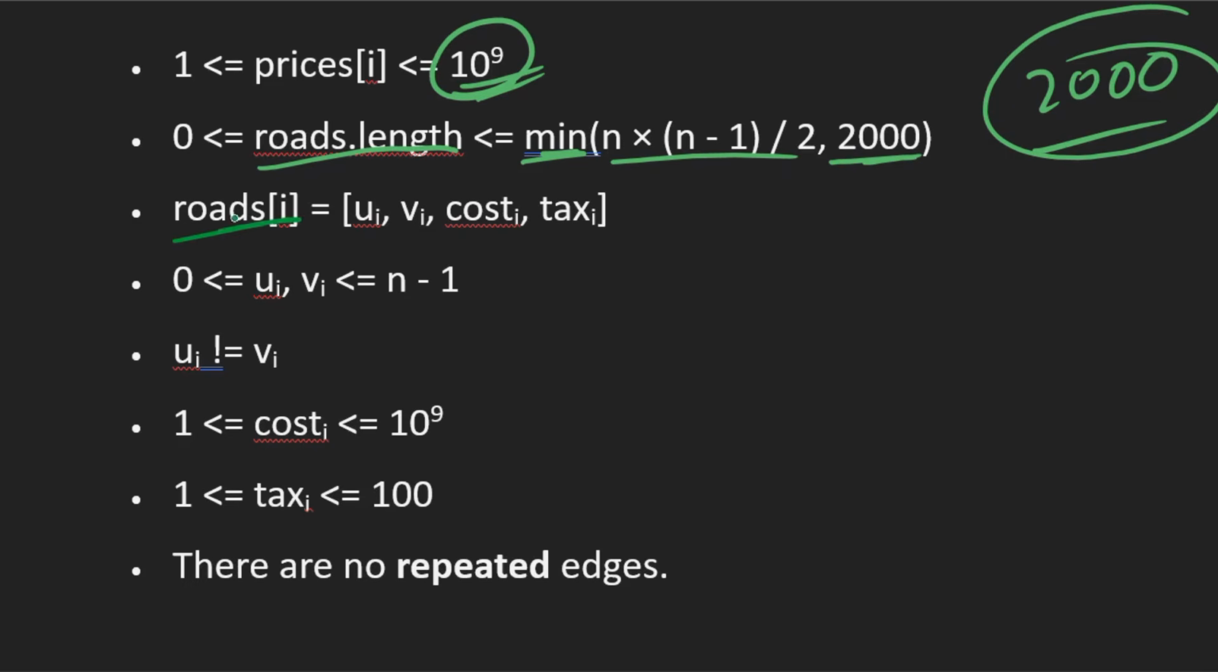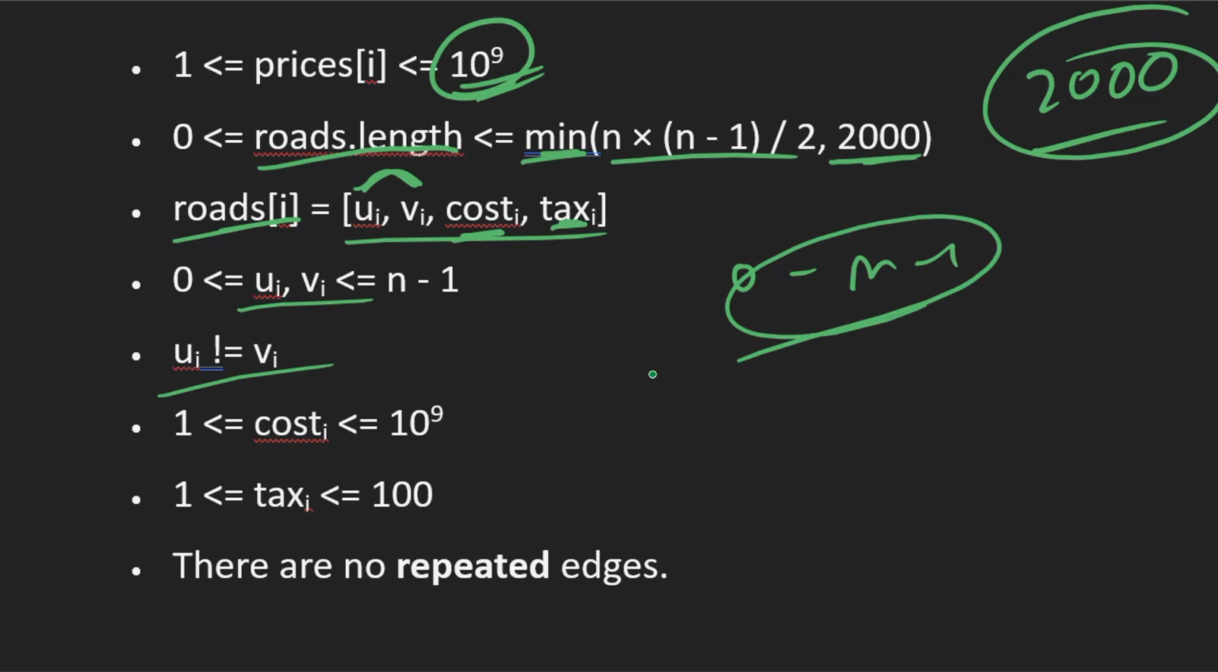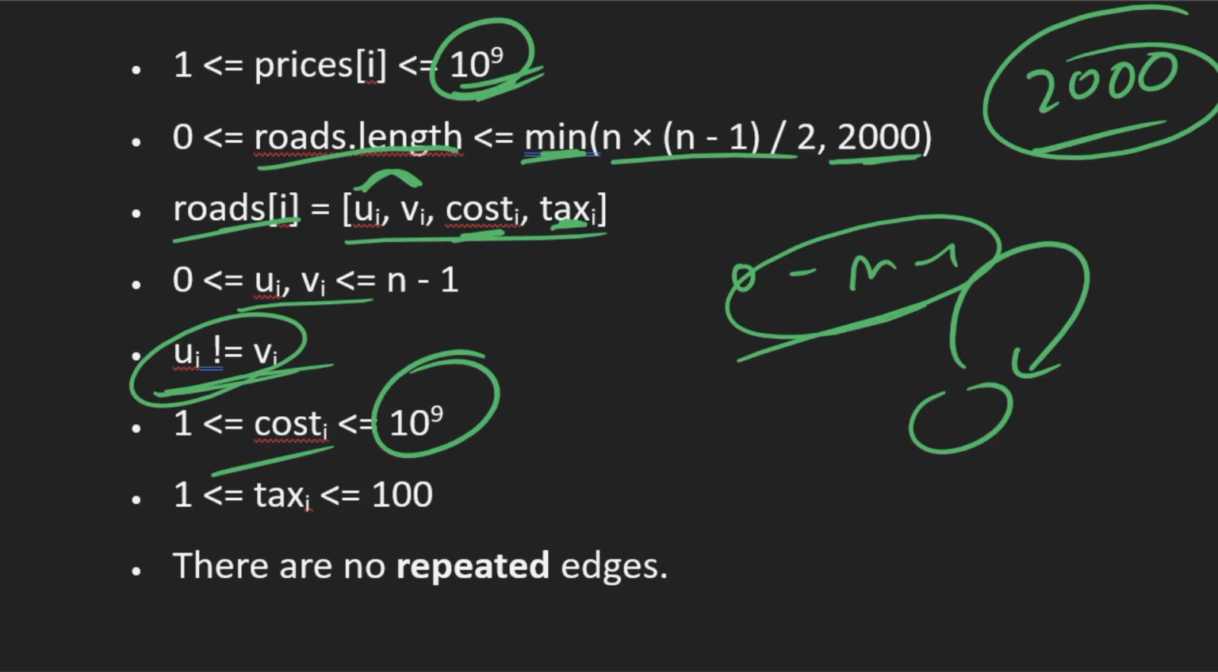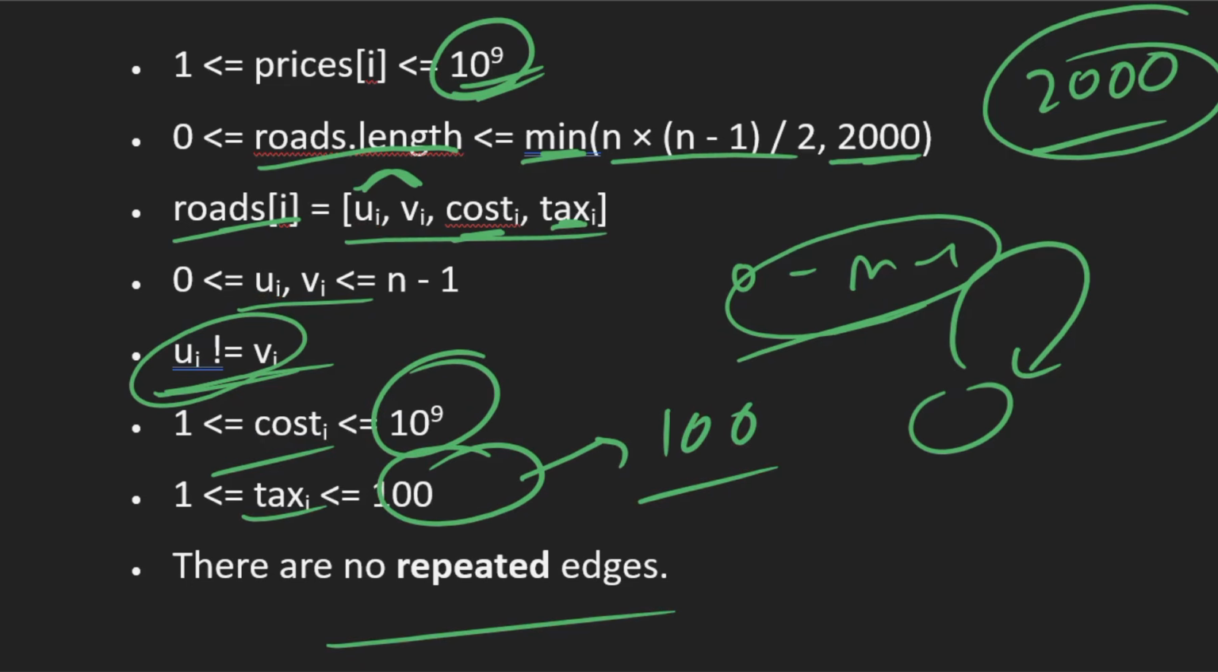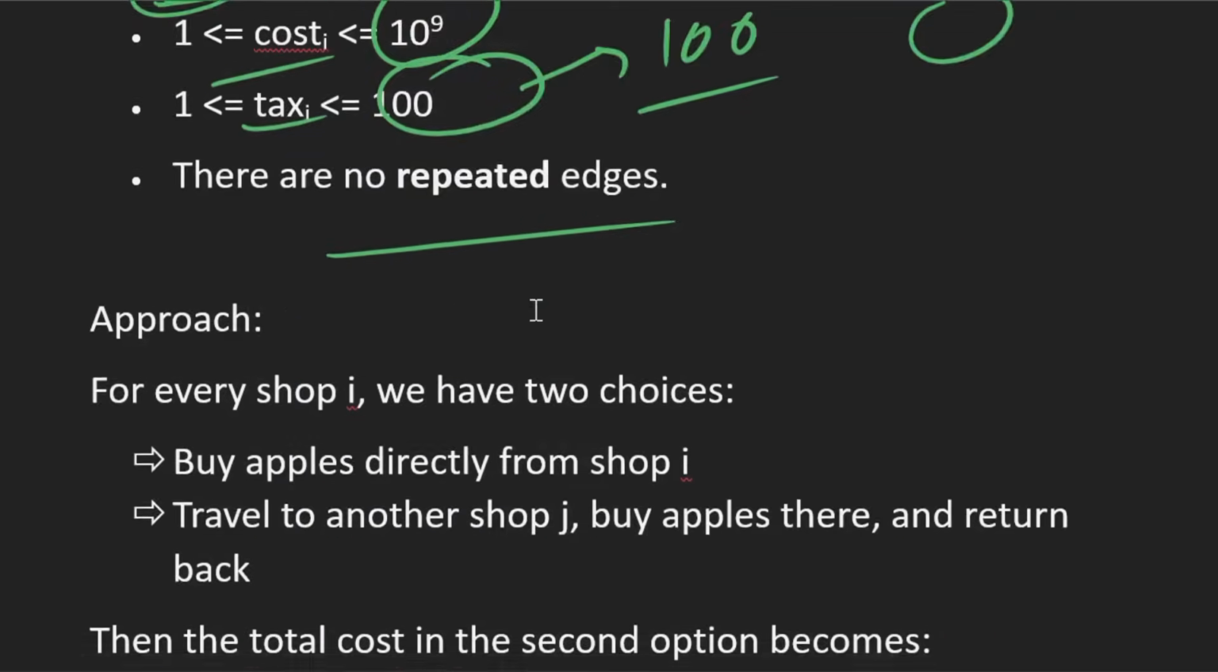And roads[i] will have 4 things: the 2 nodes between which the road is present, the cost and the tax value, and each node will be from 0 to n minus 1, and there is no road from a node to itself. So u_i is not equal to v_i, cost is up to 10^9, tax is up to 100 only, and there are no repeated roads, right?